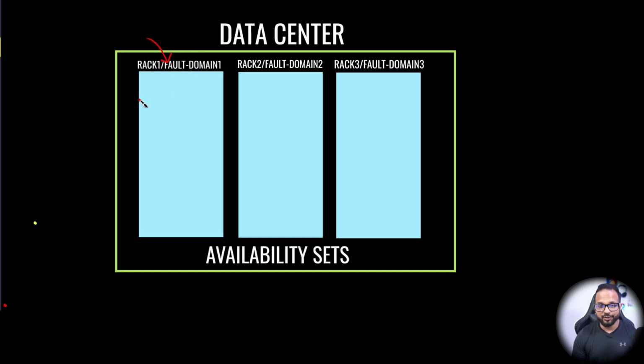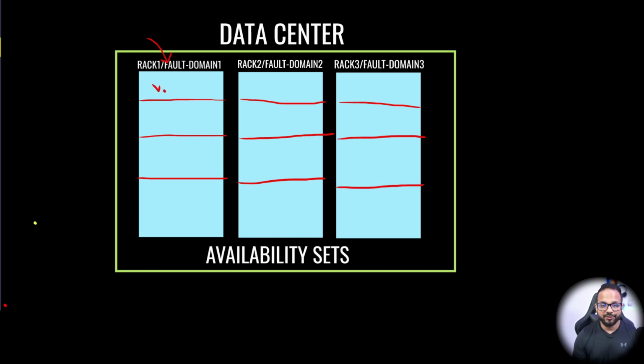And update domains, so let's divide this physical rack into multiple partitions. So these are your multiple update domains, and these update domains are nothing but the group of servers that reboot or restart at the same time to perform any scheduled maintenance. So you have VM1 in update domain 1, you have your VM2 in update domain 2, and you have your VM3 in update domain 3.